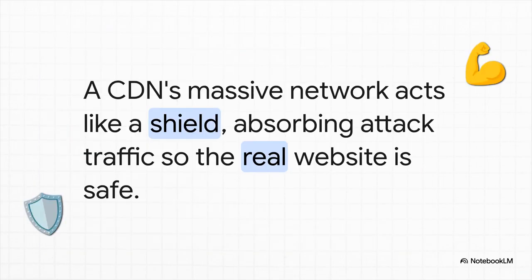So how does a CDN stop this? Well, because it's this huge, distributed network, it can act like a giant sponge. It just absorbs the massive wave of junk traffic, spreading the attack out across all of its many servers. The attack gets completely diluted, and it never even gets a chance to overwhelm the main origin server, which stays safe, sound, and available for real users.